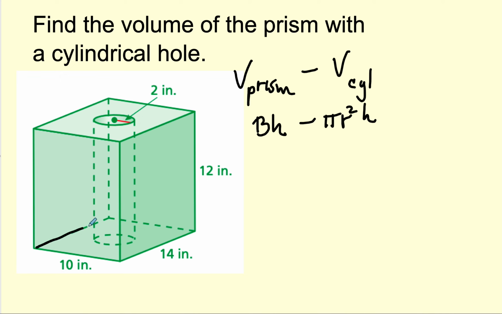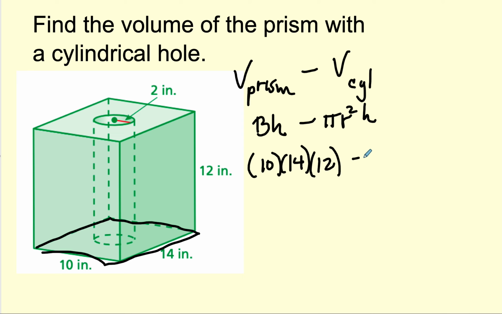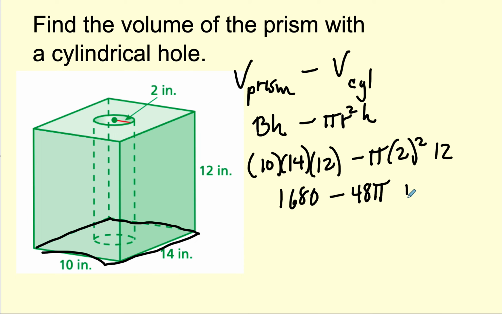Now the base right here, I'm going to use this as my base. The area of the prism is going to be 10 times 14, and then here's the height, which is 12, minus pi, and you could see that the radius is a 2 and the height is 12. So this is going to be 1,680, and then we're going to subtract, and that's a 4, so that's 48 pi, and this is inches cubed, and this is called an exact answer. You cannot put the number with a pi. You have to leave it separately.